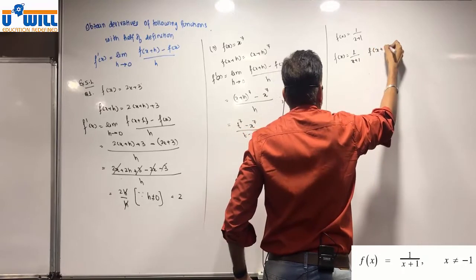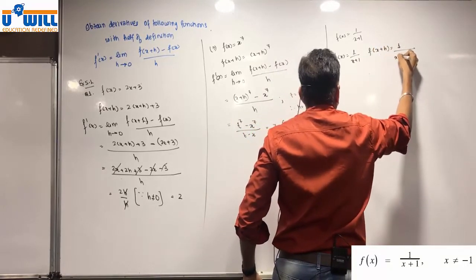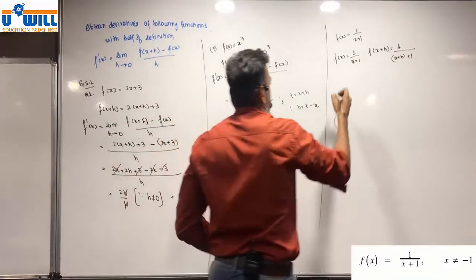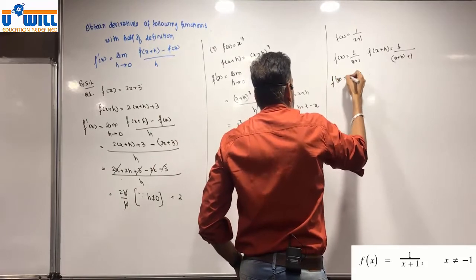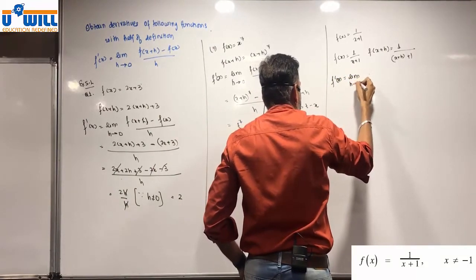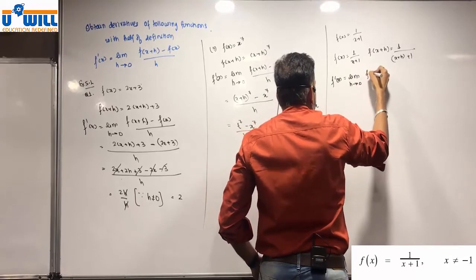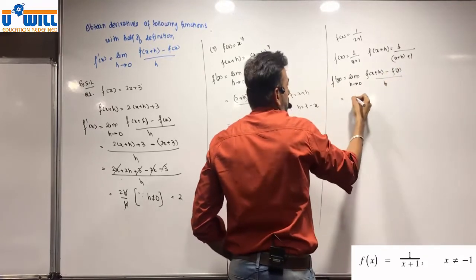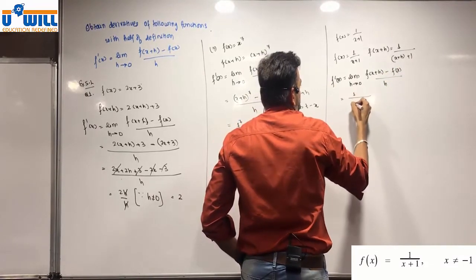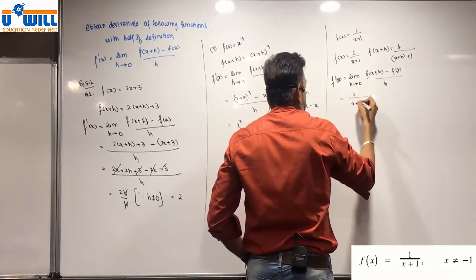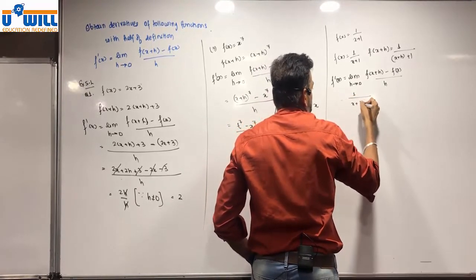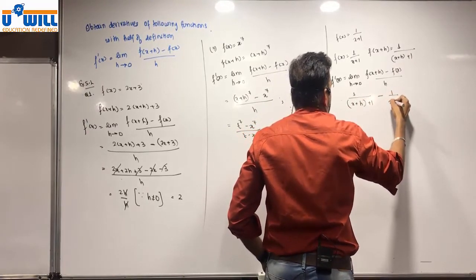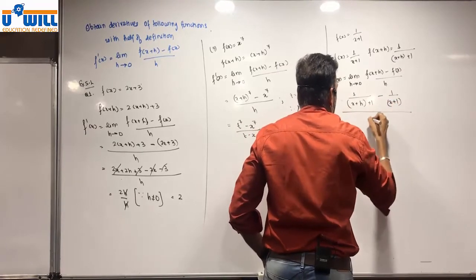Function of x plus h is equal to 1 upon x plus h plus 1. Always write the formula. Derivative of function x is equal to limit h tends to 0. Don't forget this, please. f(x plus h) minus function of x upon h, which is equal to 1 upon x plus h plus 1 minus 1 upon x plus 1, the whole upon h.